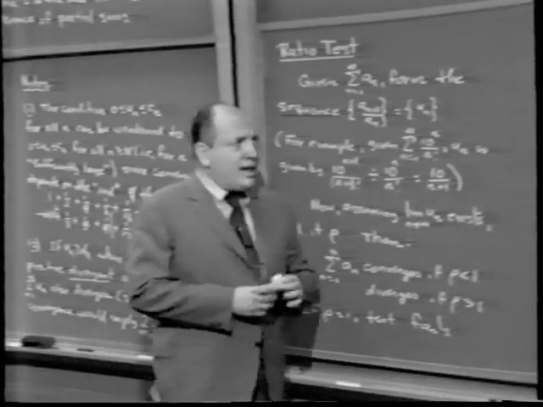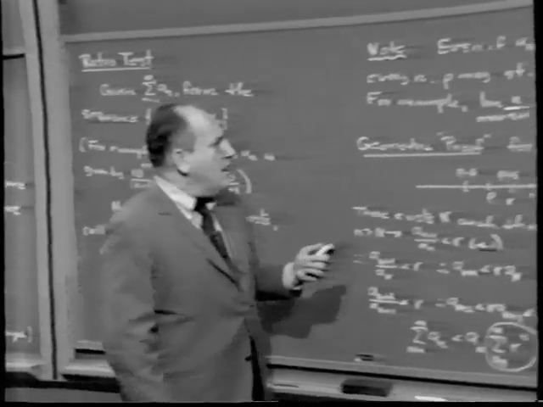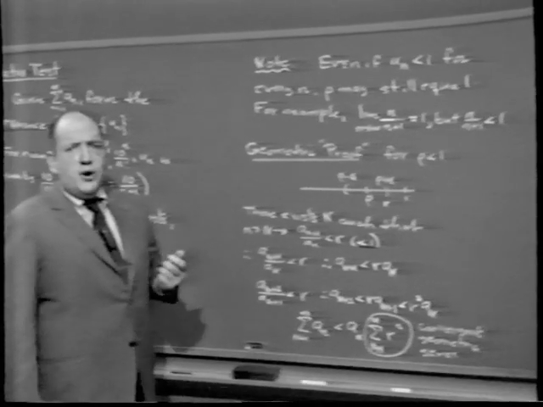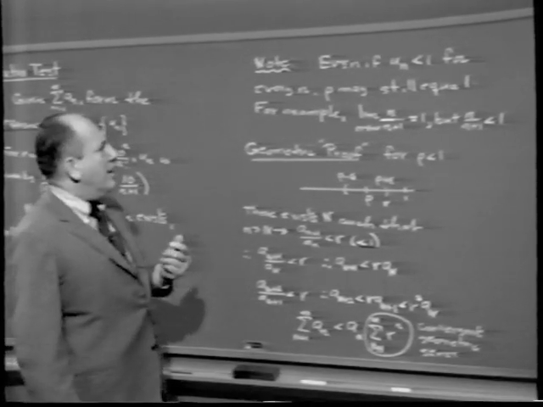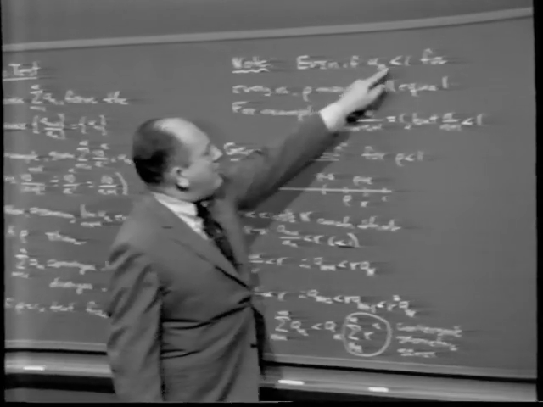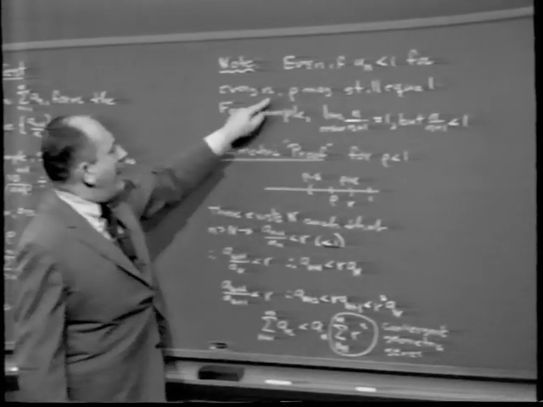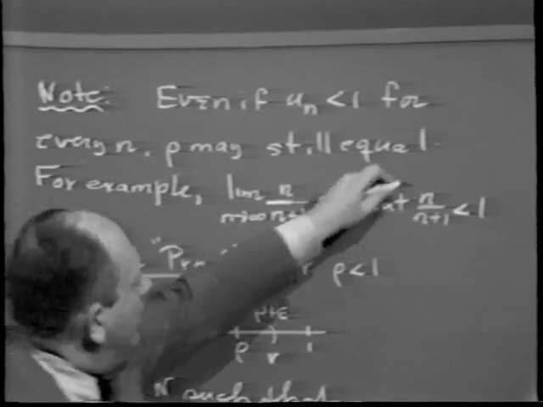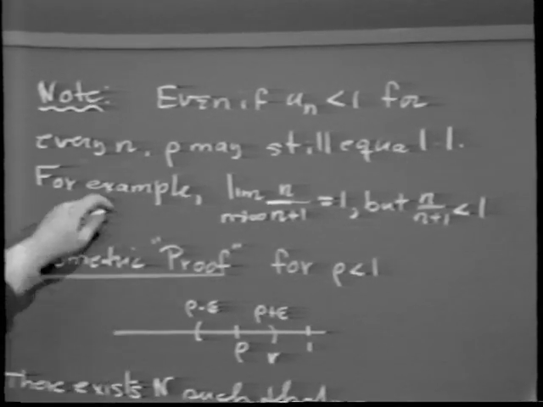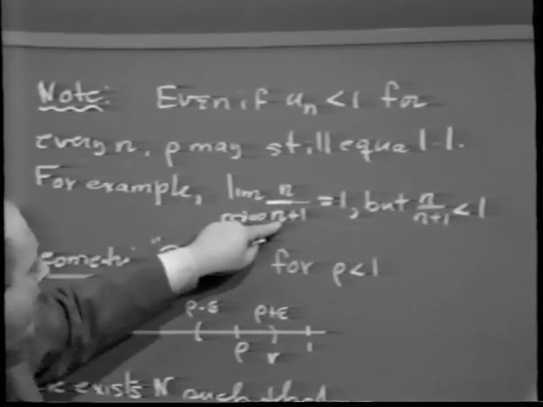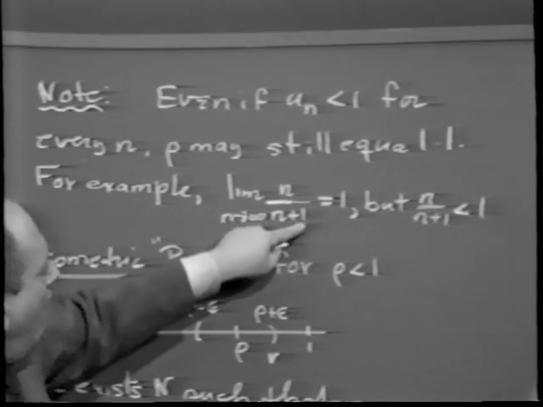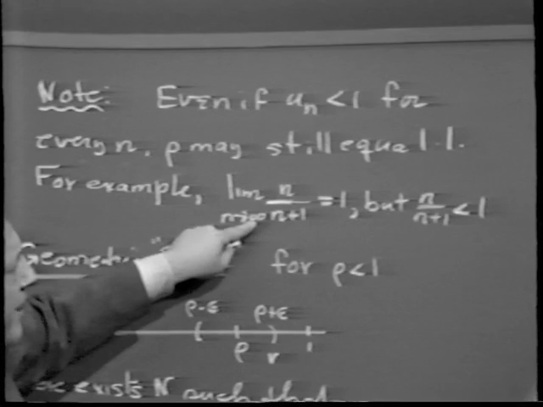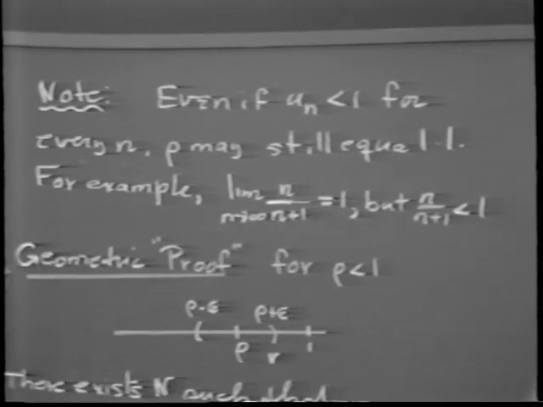Let me point out an important observation here. Notice the difference between the limit equaling 1 and each term of the sequence being less than 1. In other words, notice that even if u sub n is less than 1 for every n, rho may still equal 1. For example, look at the terms n over n plus 1. Each n over n plus 1 is less than 1, yet the limit as n approaches infinity is exactly equal to 1.